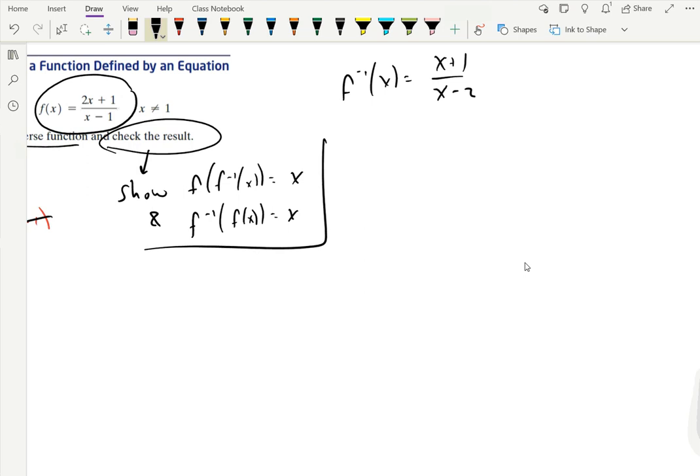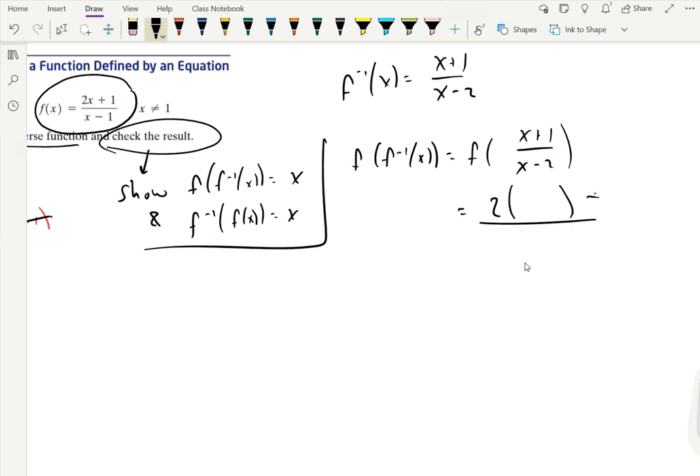So let's start here. Let's do f of f inverse of x. The inverse of x goes first. That's our substitution, so we get x plus 1 over x minus 2. Now we want f evaluated at this input. Our function is twice the input plus 1 over the input minus 1. So let me write this out here. It's going to be twice the input plus 1 over the input minus 1, and our input now is x plus 1 over x minus 2.